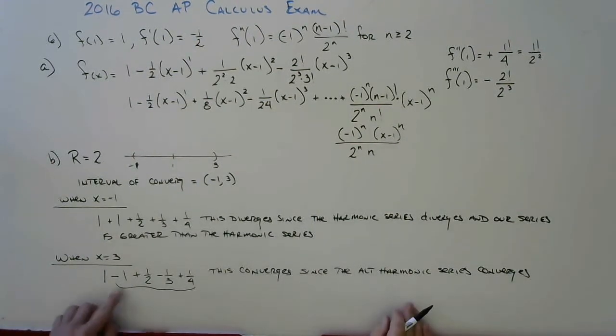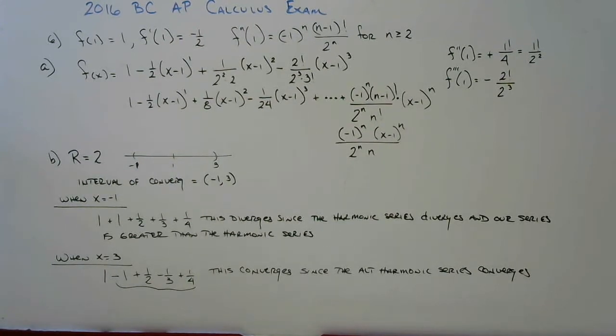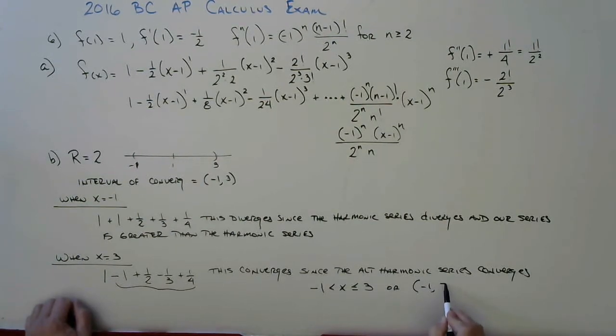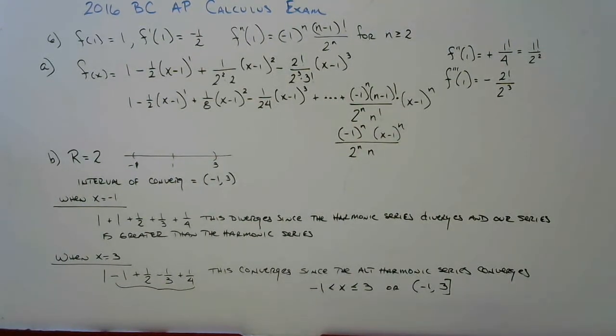And adding 1 to that's not going to change the convergence. So they asked us, what is our... let me go back and make sure I answer the question they asked. It says, find the interval of convergence. So our interval of convergence is -1 is less than x, is less than or equal to 3, or open at -1, closed at 3. Okay? So that's part B to number 6.